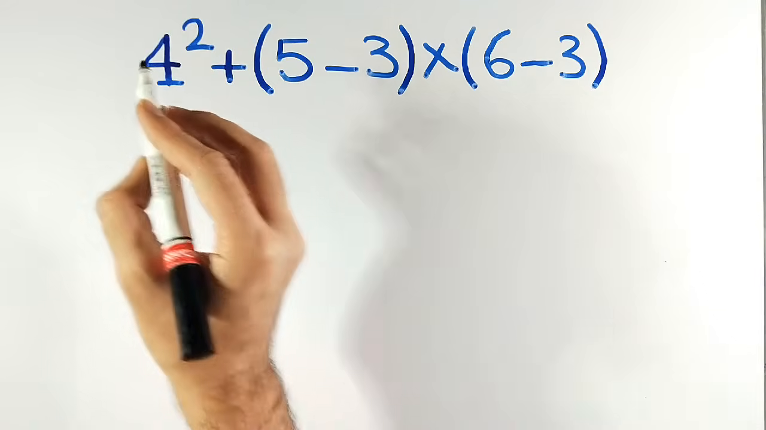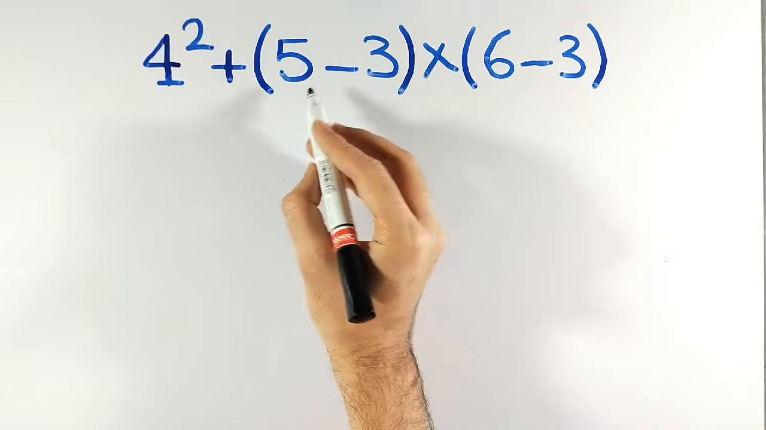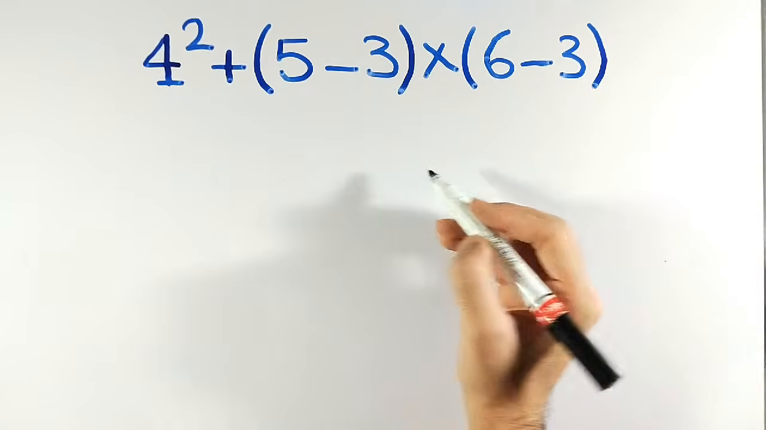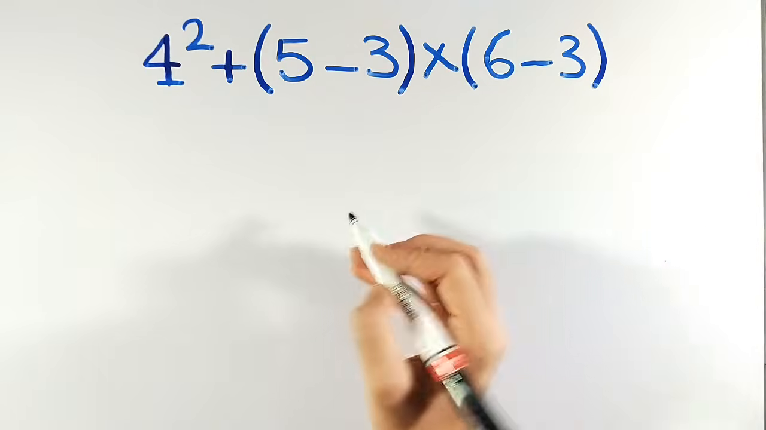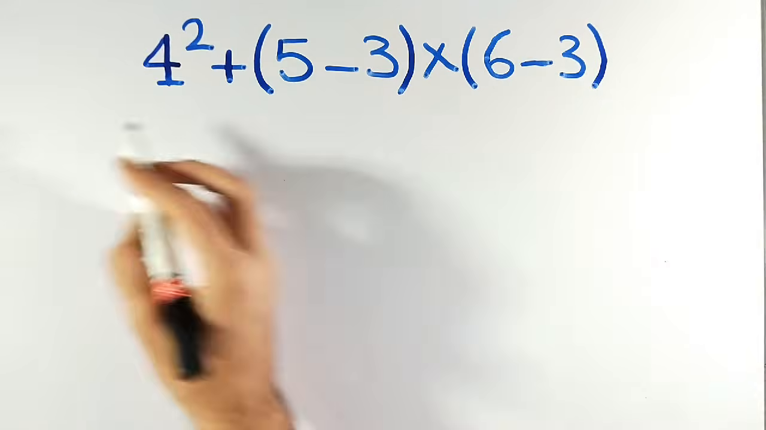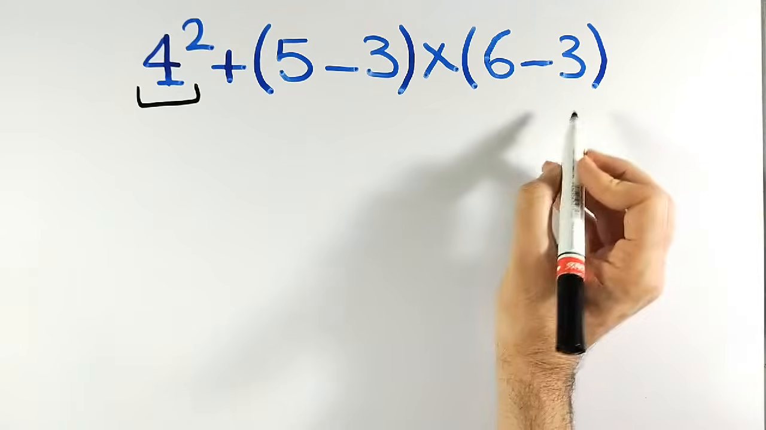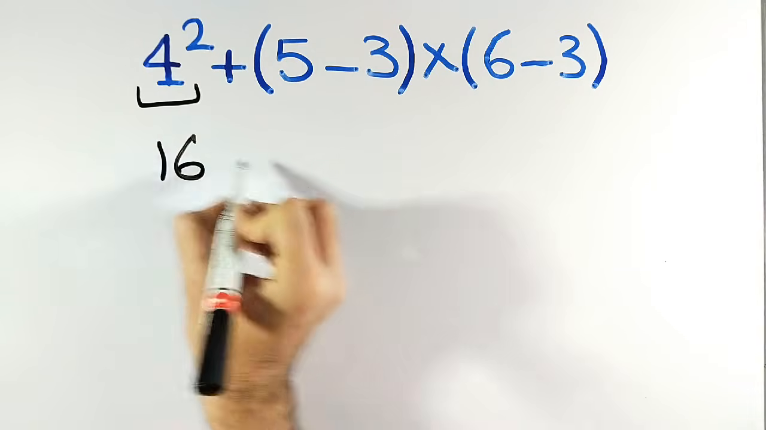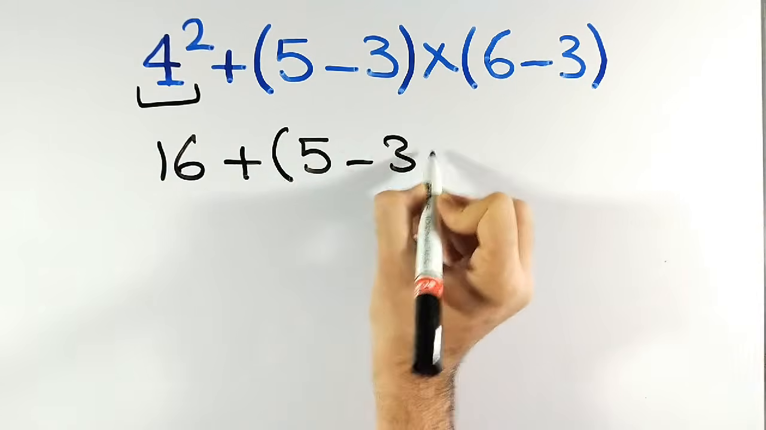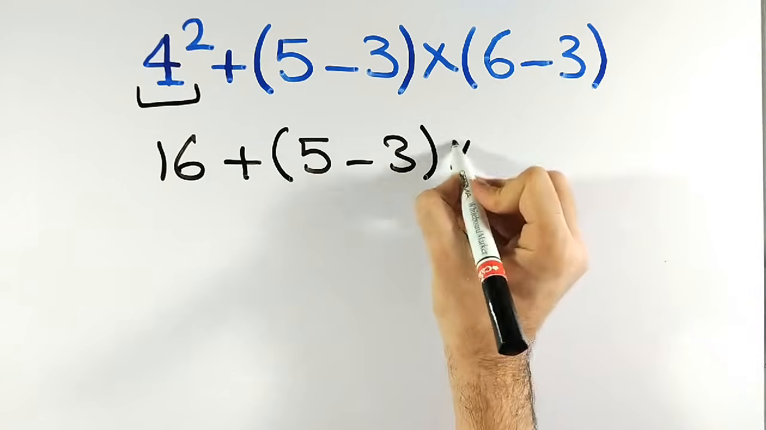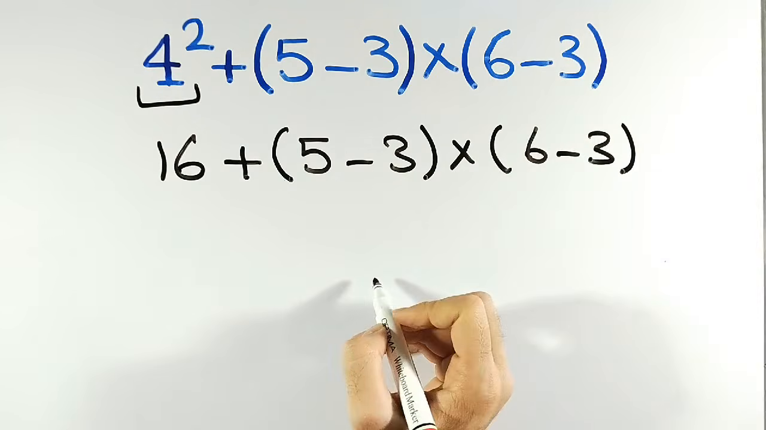What is the value of the expression 4 squared plus (5 minus 3) and multiplied by (6 minus 3 inside the parenthesis)? Many people, when solving this question, first go for the exponent and instead of this expression, they write 16 plus (5 minus 3) and multiplied by (6 minus 3 inside the parentheses).